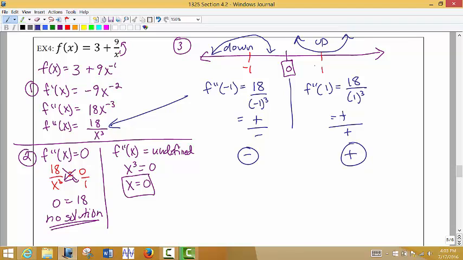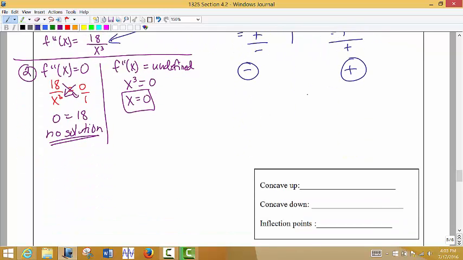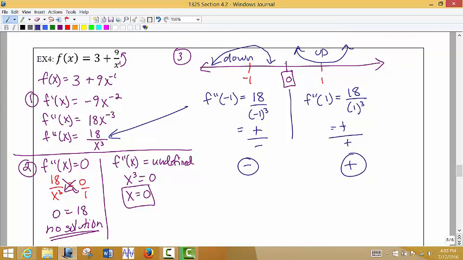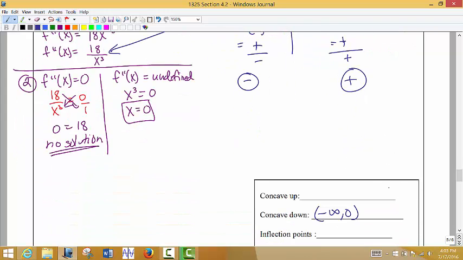Alright, so we can report now our intervals. We're concave down from negative infinity to 0, so let's fill that in. Concave up from 0 to positive infinity.